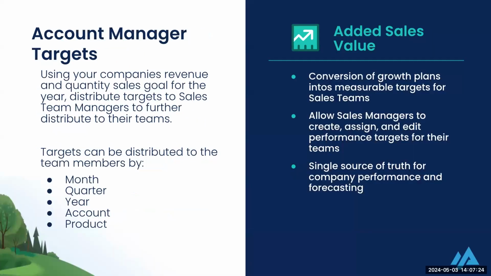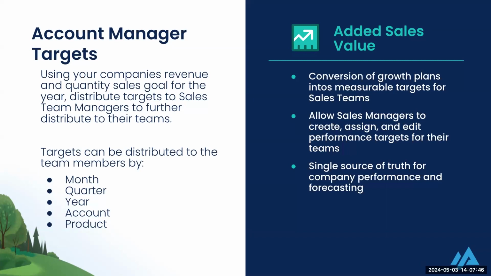And the last one is account manager targets. So in a way, it is kind of a forecast, but what this is actually going to do is allow you to say, okay, as a company, we have this sales goal for the entire year, and now we're going to distribute that among the regional managers. So each regional manager is going to have a cut of that they're responsible for.